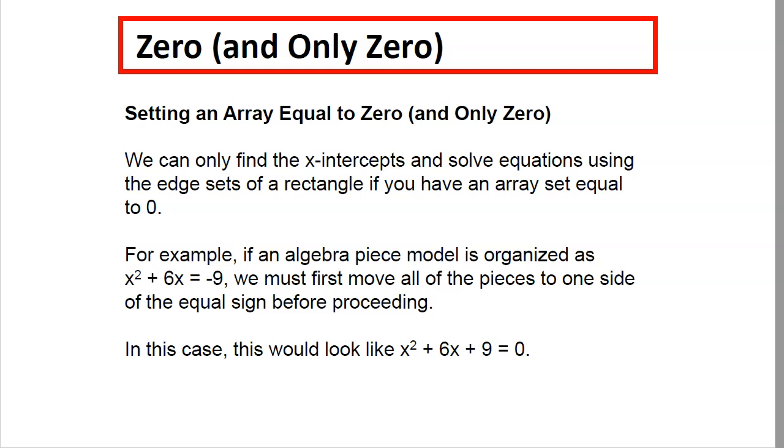When we do this work, we set an array equal to 0 and only 0. We can only find the x-intercepts and solve equations using the edge sets of a rectangle if you have an array set equal to 0. For example, if an algebra piece model is organized as x squared plus 6x equals negative 9, we must first move all the pieces to one side of the equal sign before proceeding. In this case, this would look like x squared plus 6x plus 9 equals 0.